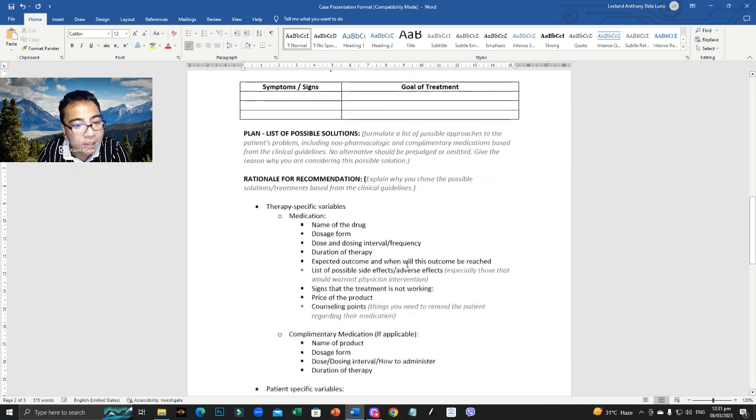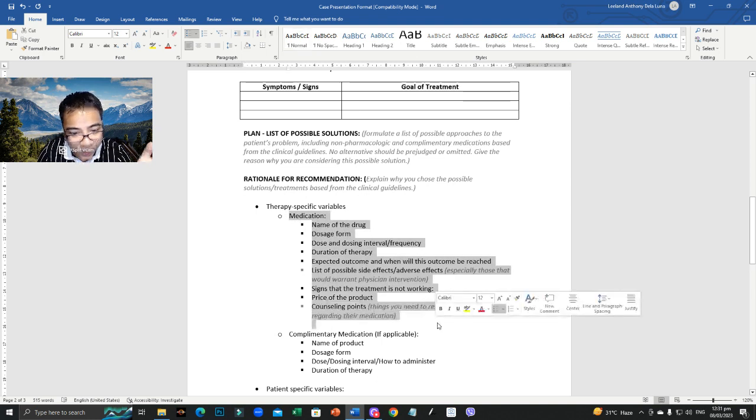Then, class, therapy-specific variables, bawat isang gamot na ibibigay sa patient, isang ganito. Okay? So, isang gamot, isang ganyan. So, kung 5 ang gamot na ibibigay sa patient, 5 ganito, itong naka-highlight na to, ang ilalagay ninyo dito. Alright, so medication, anong pangalan ng gamot? Dosage form, is it IV, oral? Okay, dose and dosing interval. Duration of therapy, how long will the patient be treated with this medication?